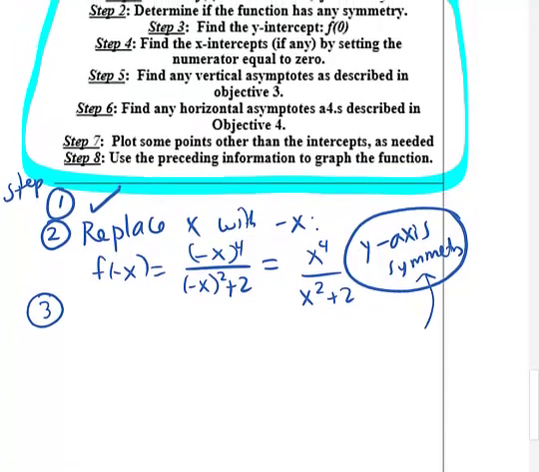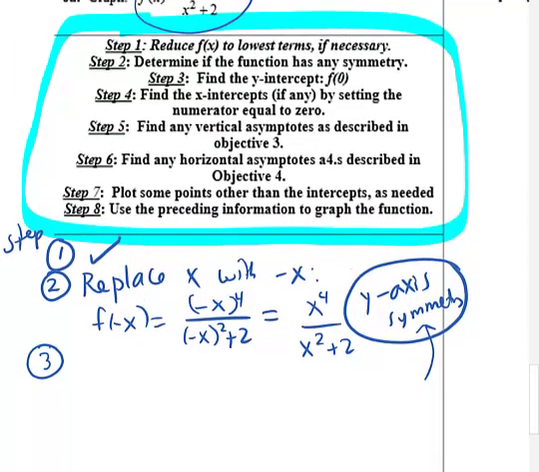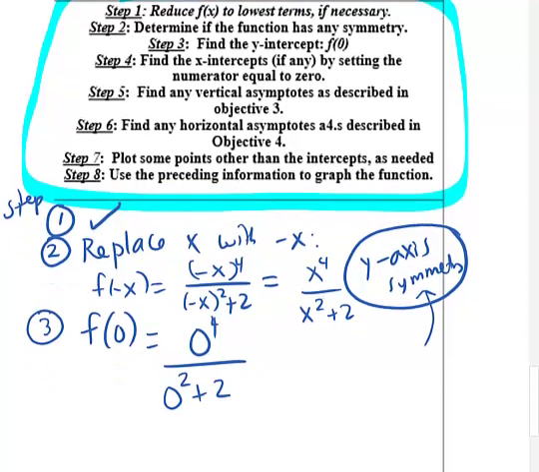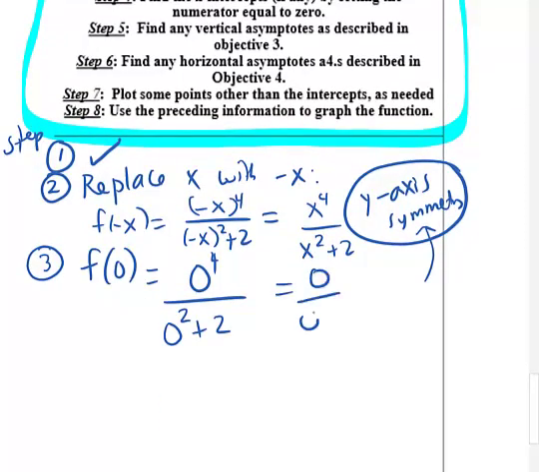Step 3 says we're going to find the y-intercept, which is f of 0. This should give us an idea of what the graph looks like around the origin, or around the y-axis. If I replace x with 0, I'm going to get 0 over 0 plus 2, which is 0. So it looks like it goes right through the origin, because we put x equals 0 and got y equals 0.